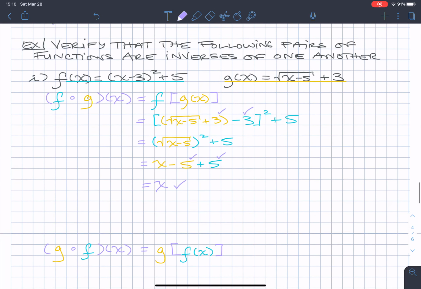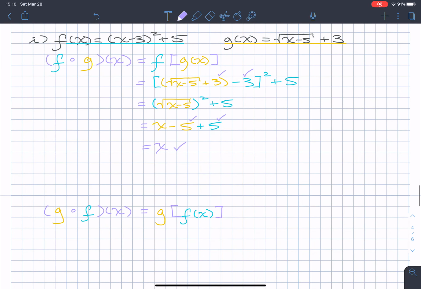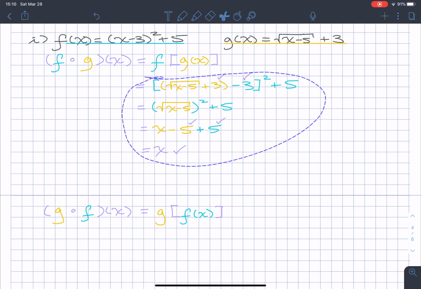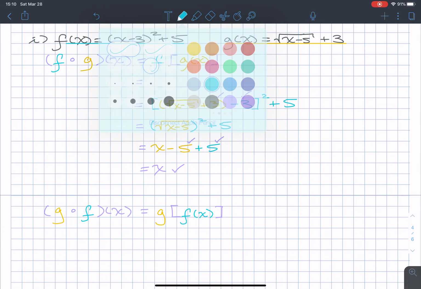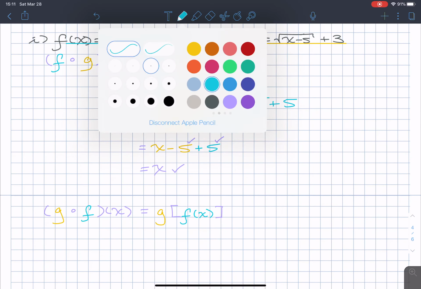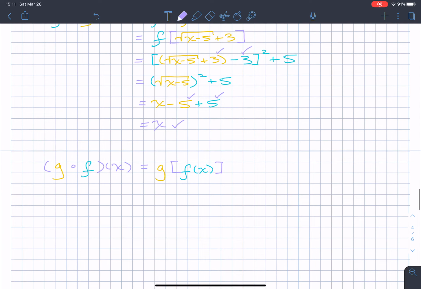Okay, so what was f of x? Actually, I probably should have done that extra step. Let me do that extra step here, since I didn't write it. The extra step is to illustrate what's really going on. So into the function f up here, I was plugging the whole function, the square root of x minus 5 plus 3, because that's what g of x is.